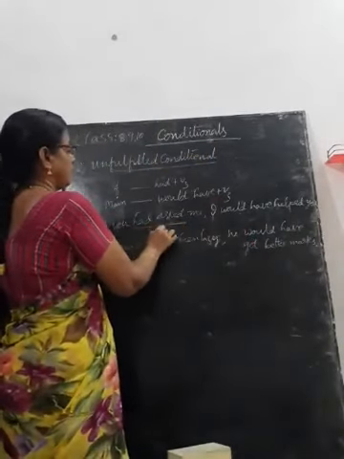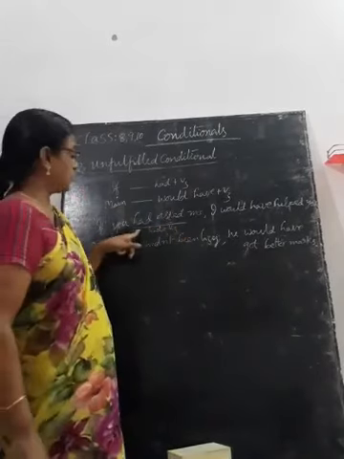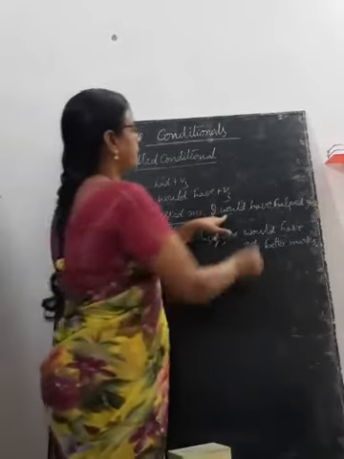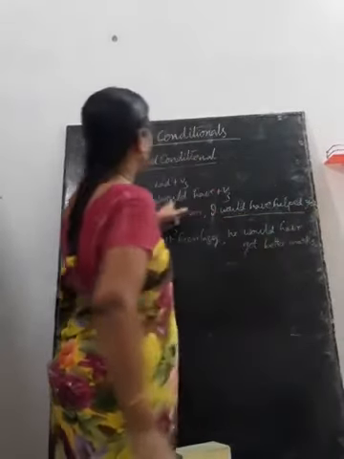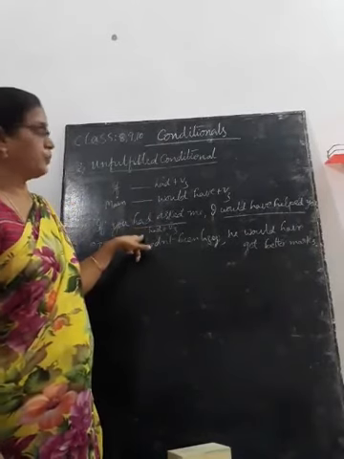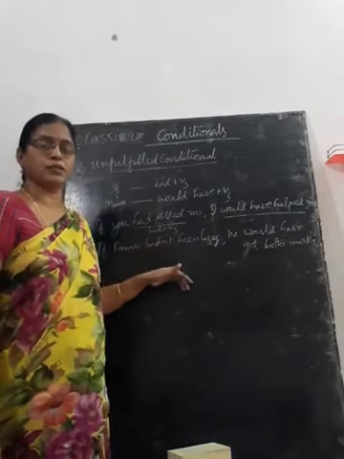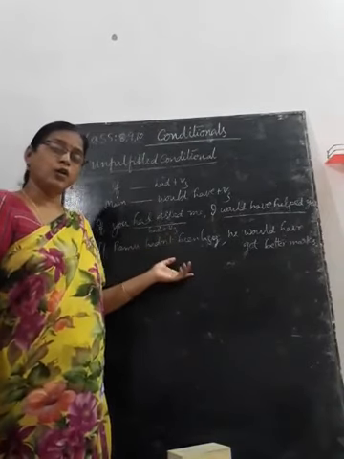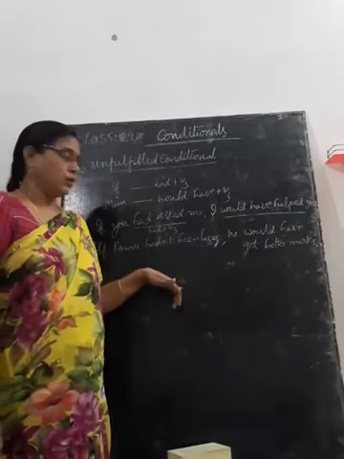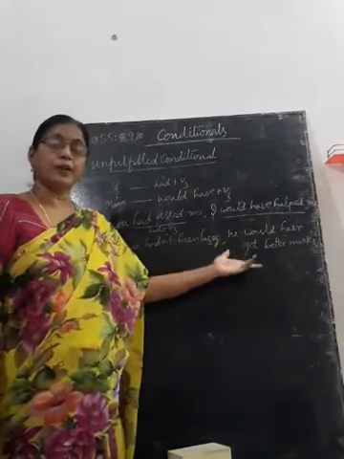See, had plus V3, that is past perfect. The if clause contains had plus V3 and the main part contains would have plus V3. Following this structure, you can frame many sentences, students. If you had worked hard, you would have got success. If you had walked fast, you would have caught the bus. If you hadn't been lazy, you would have got better marks.